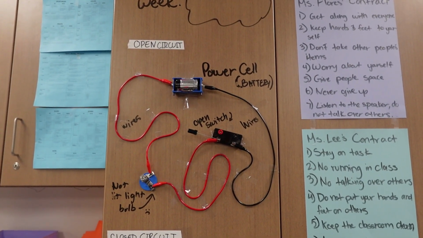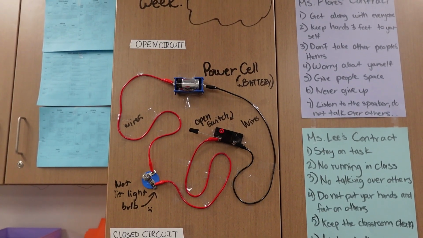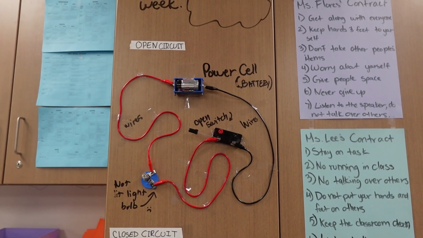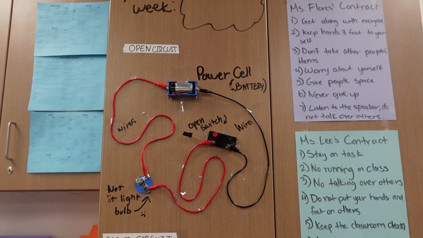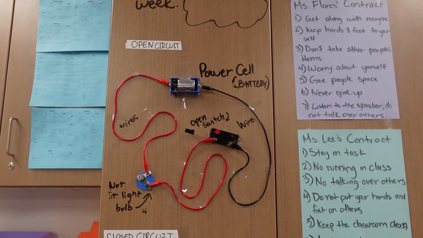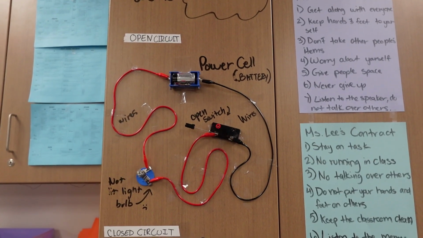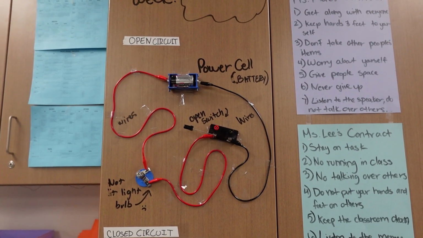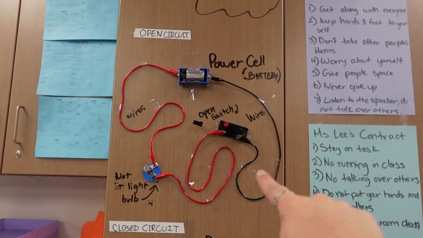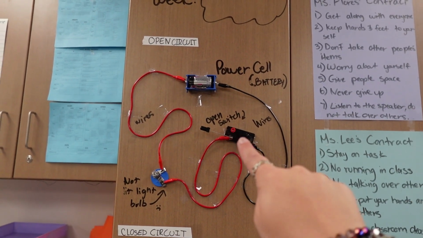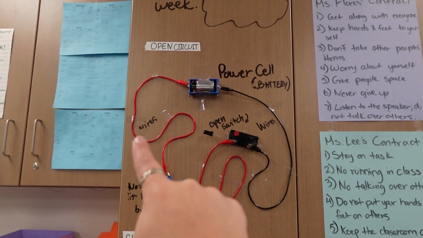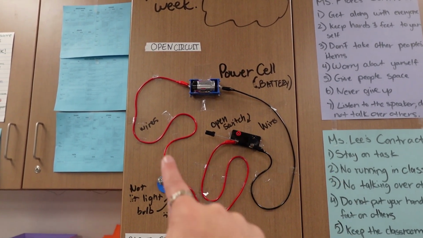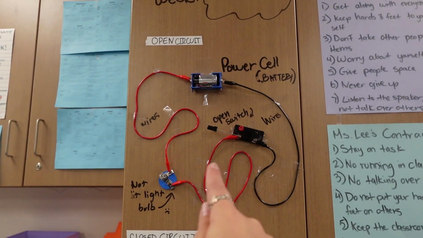Right here, I have an open circuit. We see the power cell, which is our battery, that is connected to all the wires and our light bulb. However, right there, we demonstrate that we have an open switch. So if I have an open switch, it's not going to work at all. The electricity flow is only going to the circuit, and it's stopping there where the rest of it isn't connected. So you can't have the electrical connectivity pass through.